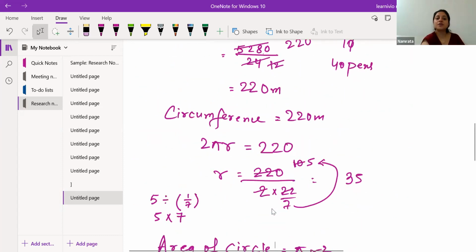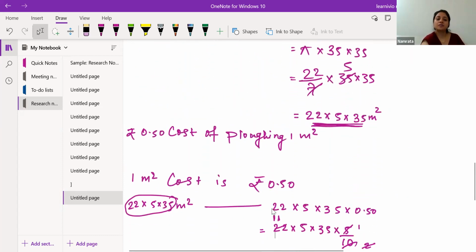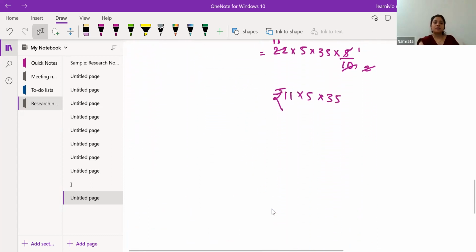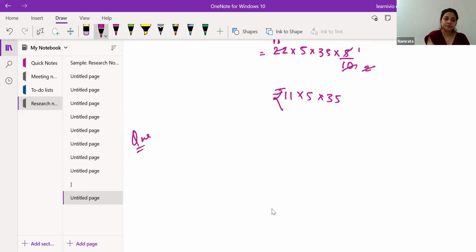Now let's do the next question. Here the next question says, the radii of two circles.